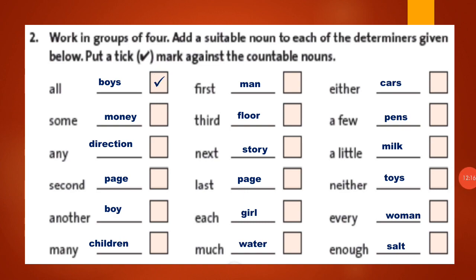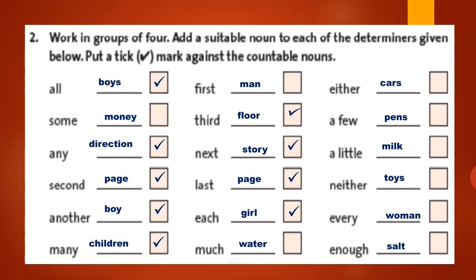All boys, we can count boys. Next, money was there. Money, it's a noun, we cannot count, it is an uncountable noun. Direction, we can count. Page, we can count. Boy, yes, we can count. Children, yes, we can count 1 2 3 4 10 100. Next, water we cannot count 1 2 3 4 5 6. Water, no, it's not possible. So girl we can count. Page, yes, it can be counted. Story, yes, it also can be counted.